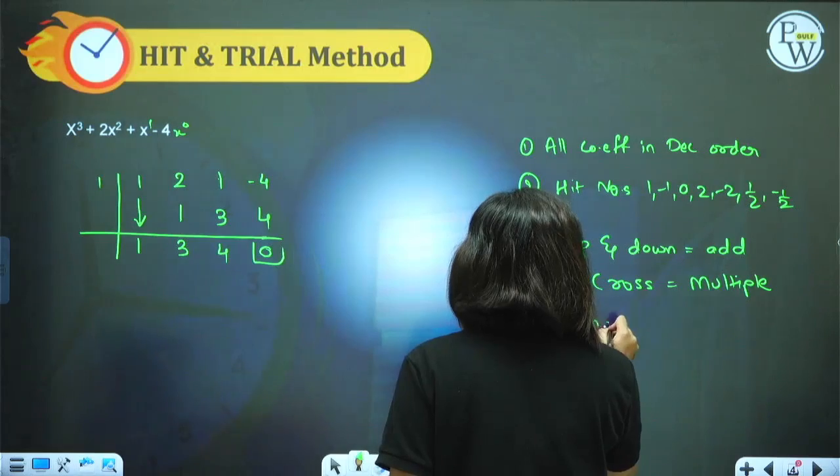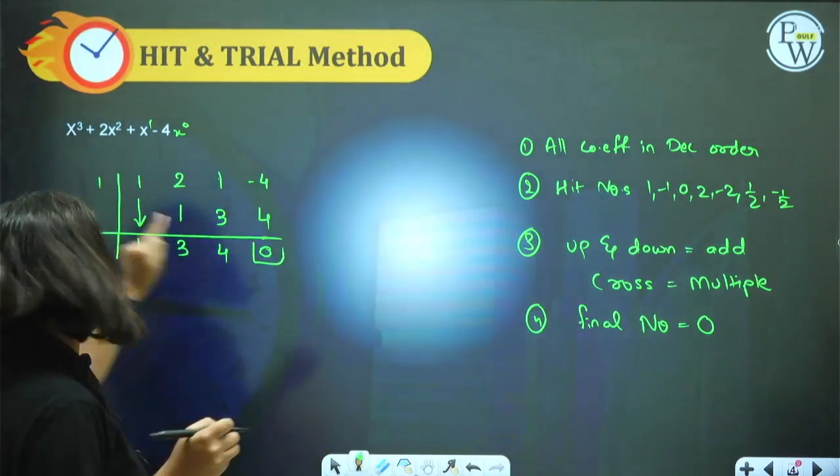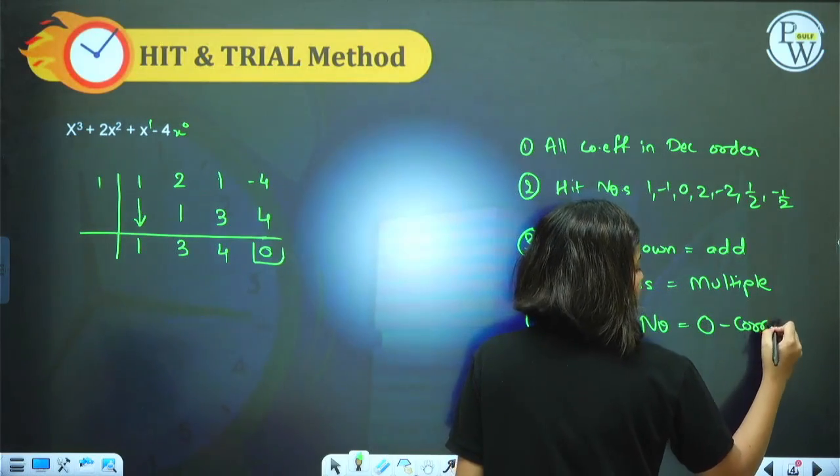Final number should be 0. If you get 0, this is a correct hit. If final number is 0, it is a correct hit.